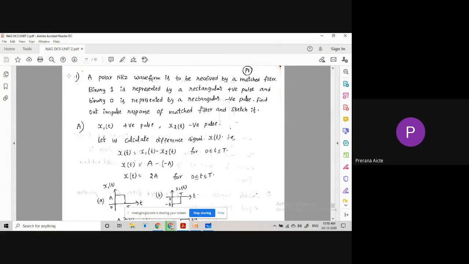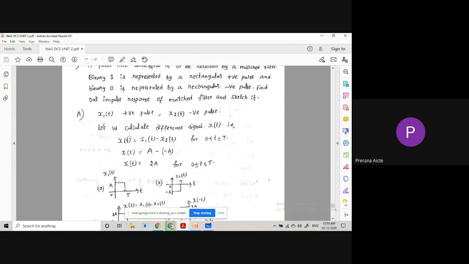What is the given data? A polar non-return to zero, that is, it is having two polarities. Let us assume x1 of t is represented by a positive pulse and x2 of t is represented by a negative pulse. So find the difference of the signal: x of t equals x1 of t minus x2 of t. Why?